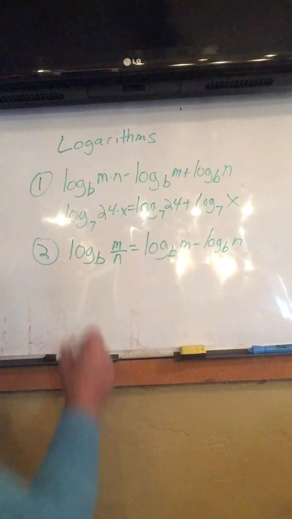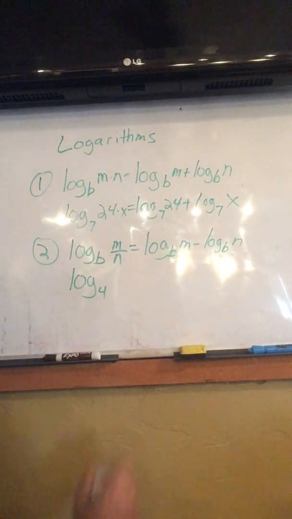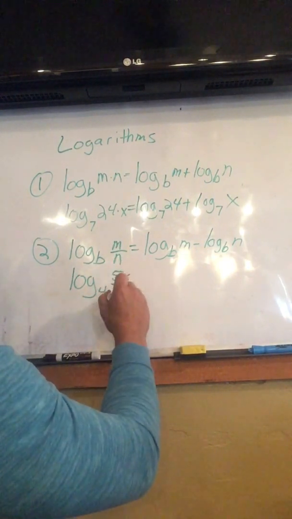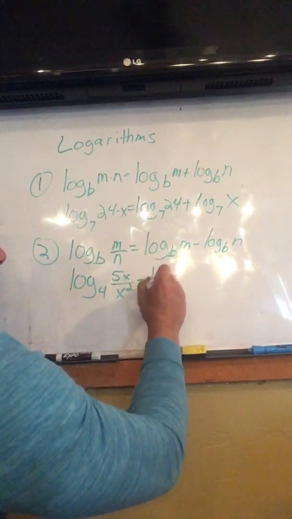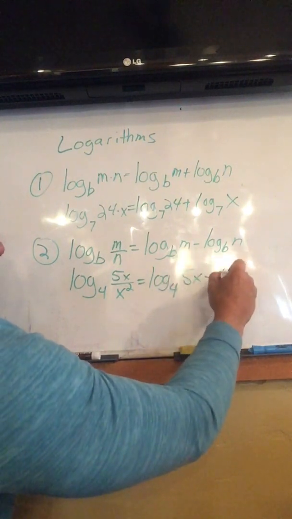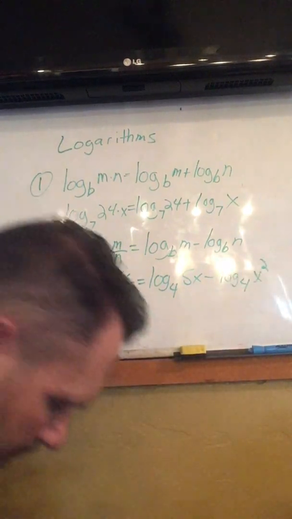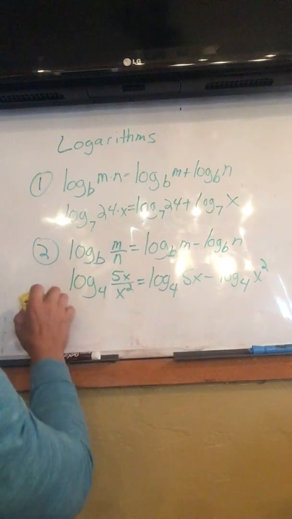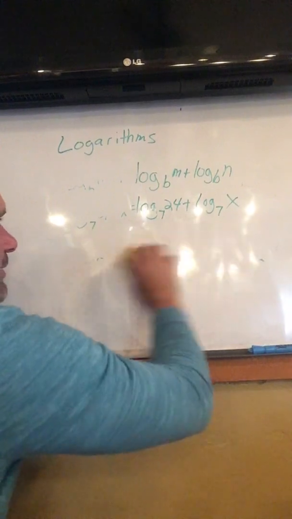And again, the consistent part is that it all has to have the same base. So for example, if you have a log base 4, and you have 5x divided by x squared, you could expand that out to be log base 4 of 5x minus the log base 4 of x squared. Okay. All right, so there's 2 of the 3 laws of logarithms. Let's do the third one.